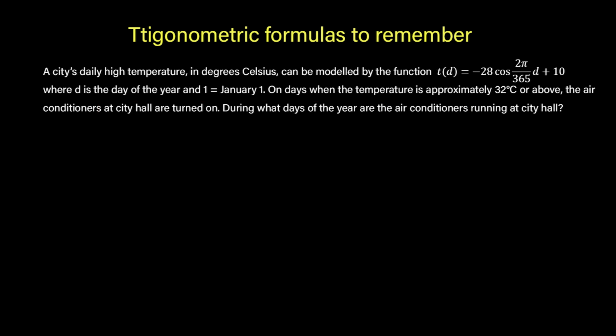A city's daily high temperature, in degrees Celsius, can be modeled by the function T of d equals negative 28 cosine of 2 pi d divided by 365, where d is the day of the year and 1 equals January 1st. On days when the temperature is approximately 32 degrees Celsius or above, the air conditioners at City Hall are turned on. During what days of the year are the air conditioners running at City Hall?